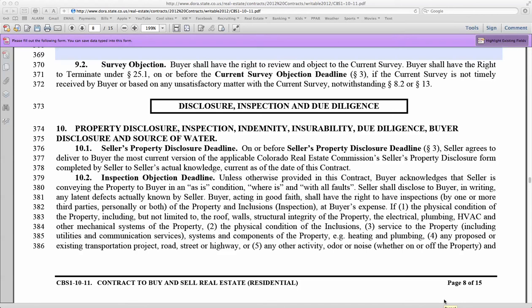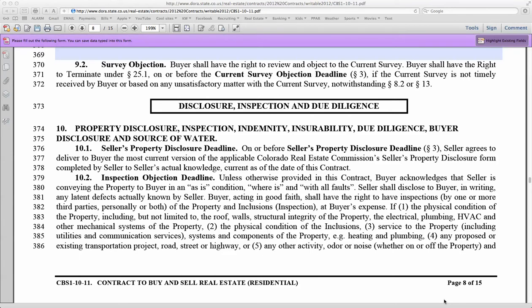Contract to buy and sell real estate, video 3. We will be going over disclosures, inspection, and due diligence. Section 10: property disclosures, inspection, indemnity, insurability, due diligence, buyer disclosure, and source of water.